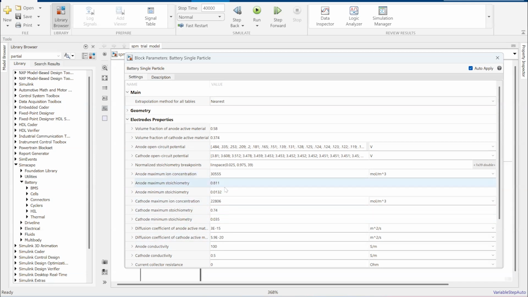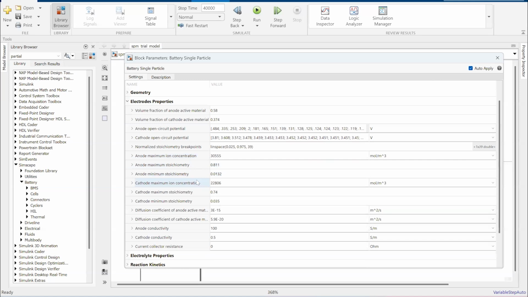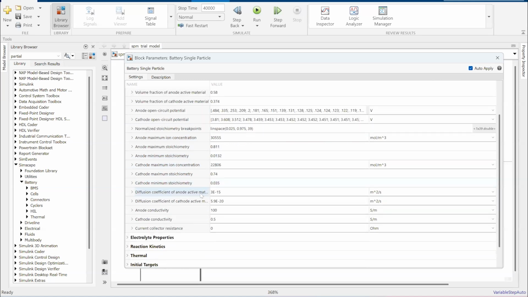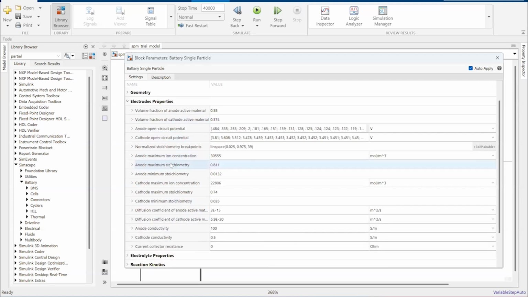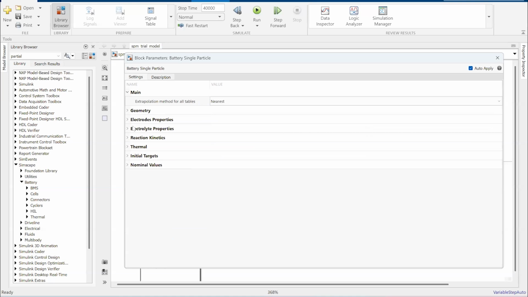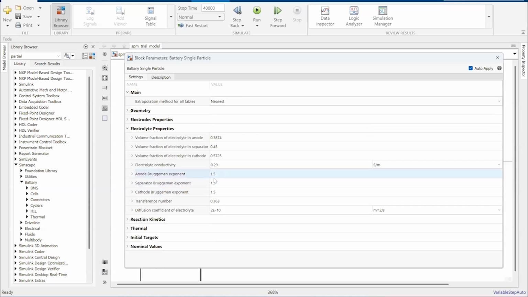Some values have been given by default. The rest are all electrochemical and chemistry-based parameters like stoichiometry and ratio of some materials. Even the diffusion coefficients of the anode and cathode have been given here. Okay, so this is in terms of the parameters for electrode properties. You can find the same thing for electrolyte properties also. What properties you would like to include for your electrolyte, you can mention over here.